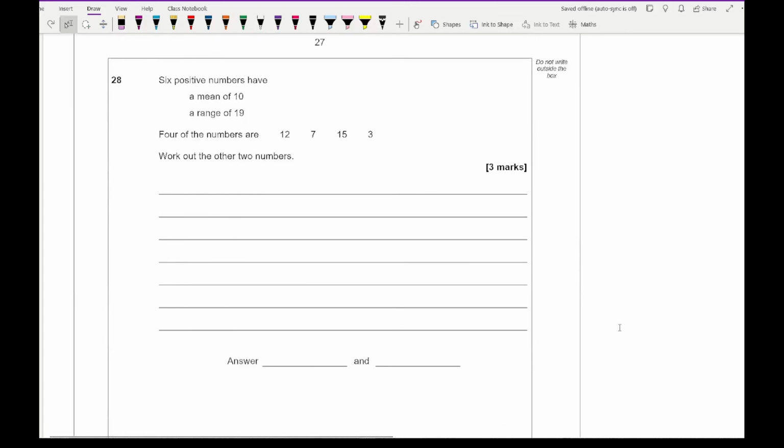Moving on to question 28, it says that 6 positive numbers have a mean of 10 and a range of 19. It says 4 of the numbers are 12, 7, 15 and 3. Work out the other 2 numbers. Now for this, it's worth 3 marks. So for this, I would say the first thing you want to do is work out the total sum of the 6 numbers. Now for this, we multiply 10 by the number of numbers, which is 6. So the 6 numbers have to add up to 60.